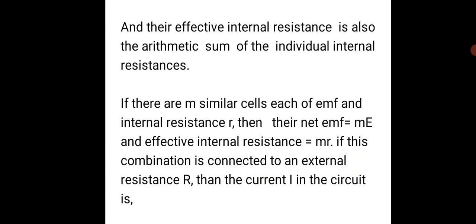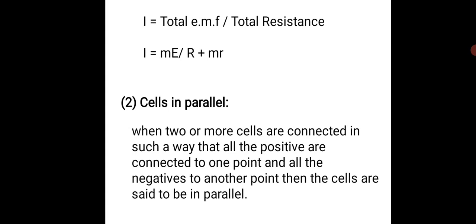And this combination is connected to an external resistance R. Then the current is I equals total EMF divided by total resistance, that is I equals mE divided by R plus mr. See, this is related to cells in series.